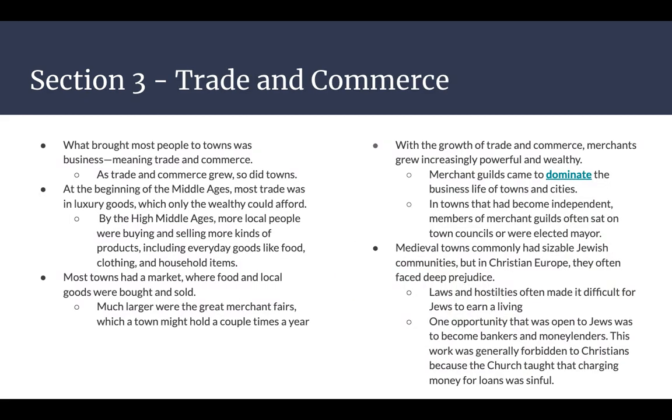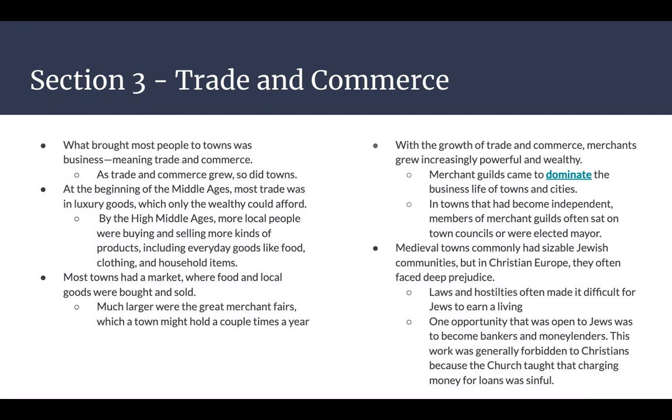All right, so let's move on to section 3. Section 3 is really important for us because it focuses on trade and commerce, which is going to be really, really integral in the formation and the growth of a lot of these medieval towns. So what brought most people to towns was business, meaning trade and commerce. As trade and commerce grew, so did the towns.